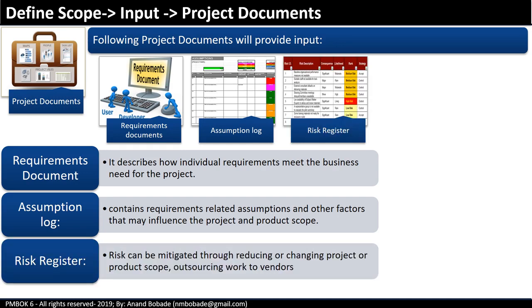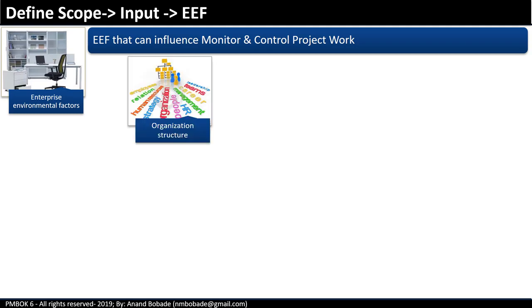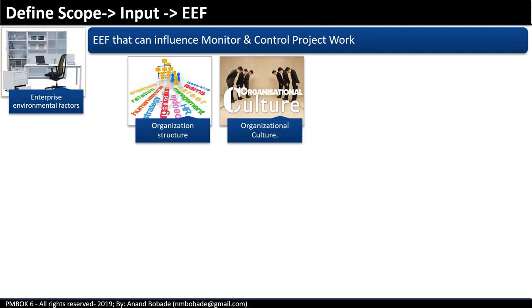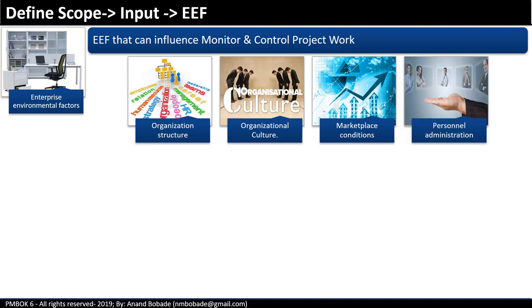Risk register. Certain risks can be mitigated by reducing or changing the project or product scope, or by outsourcing work to external vendors. This risk will have an impact on defining scope. Enterprise environmental factors may play an important role in the define scope process. Organizational structure, organizational culture, marketplace conditions. For example, is there any vendor working on a similar product or project? Personnel administration. For example, in a government project, HR law may constrain hiring certain resources.